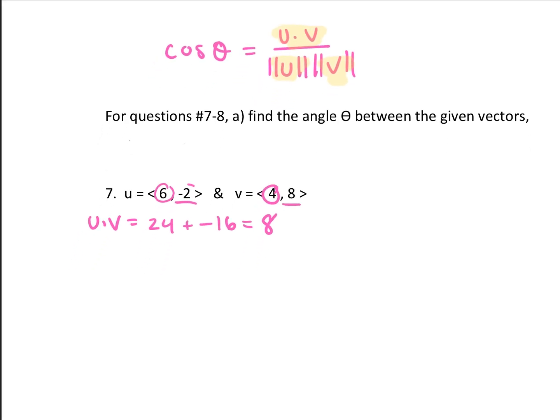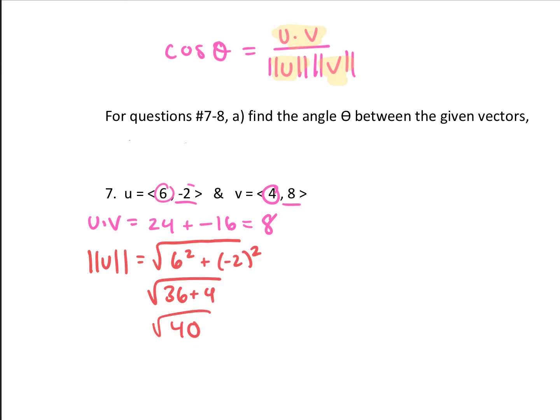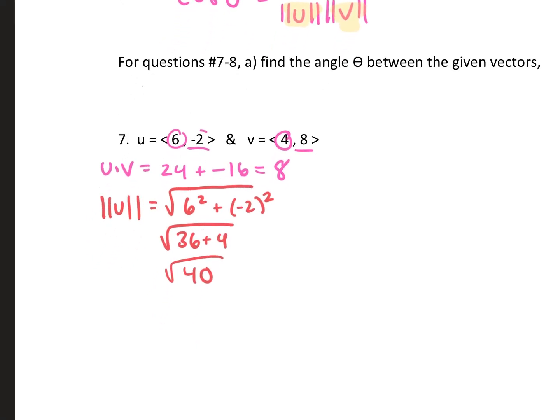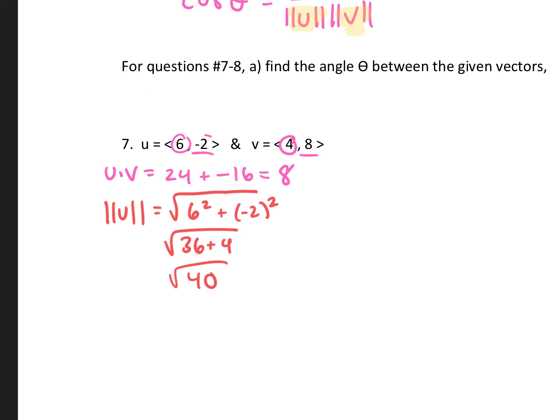And then we need to find the magnitude of u. So that would be the square root of 6 squared plus -2 squared. So 36 plus 4, which is 40. So the square root of 40. We don't need to simplify this because we're going to end up putting it in the calculator. So I would say don't simplify, because if you simplify, you could make a mistake and then the number that you're putting in the calculator is wrong. So for this, since this isn't our final answer, you don't have to simplify this.